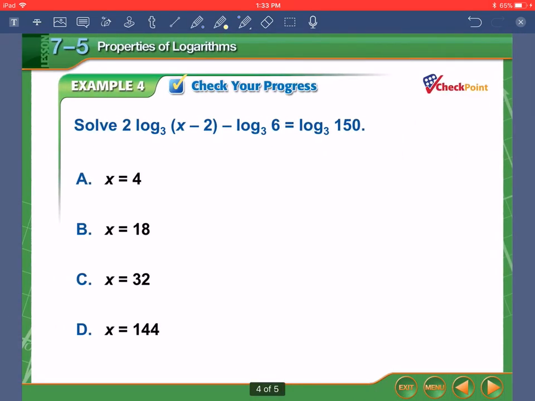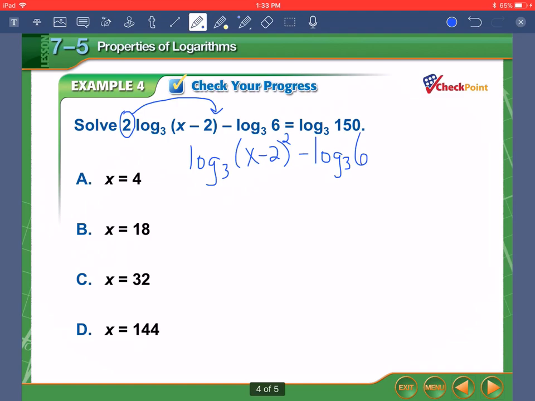This is my last example. So my last example, I have 2 times log base 3 of x minus 2 minus log base 3 of 6 equals log base 3 of 150. So I have the power property working here because I have this 2 out in front of the log. So I'm going to pull it back. So I have log base 3 of x minus 2 squared minus log base 3 of 6 equals log base 3 of 150.